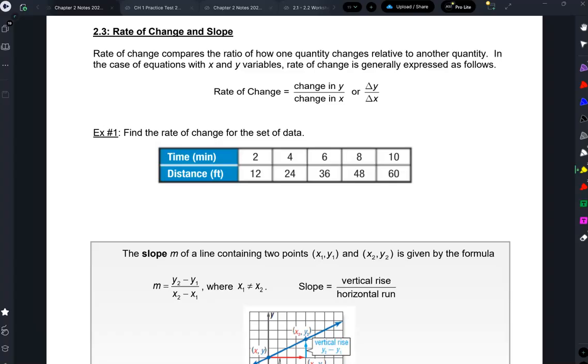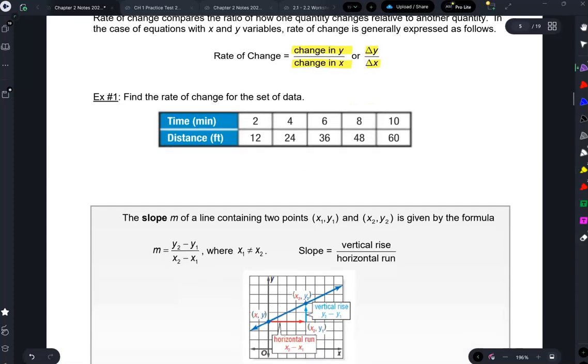Rate of change is how, when you have two quantities, one quantity changes with respect to the other. So if you have an equation with, let's say, x and y, the rate of change is the change in y divided by the change in x. Another way to write that is delta y over delta x. That triangle-looking thing is the Greek letter delta. It means change.